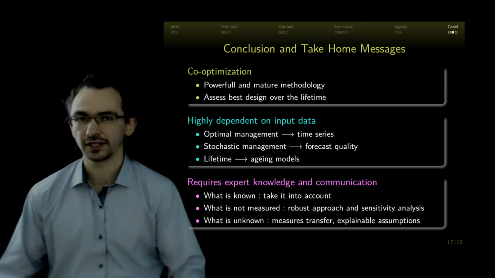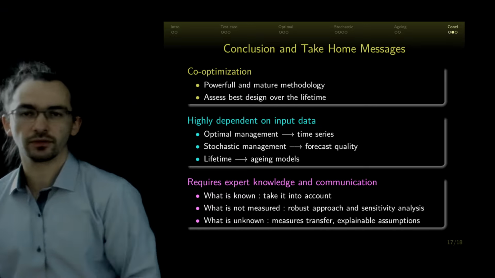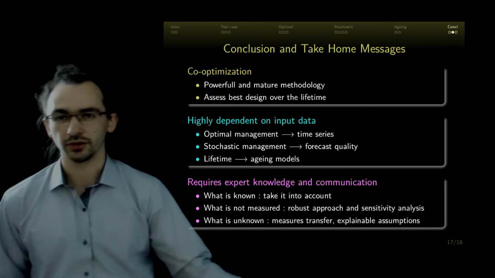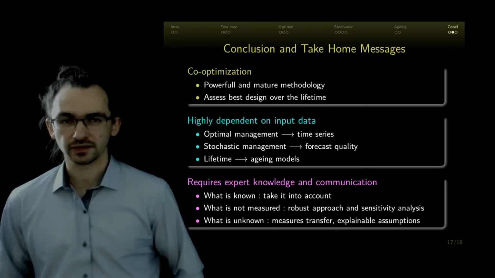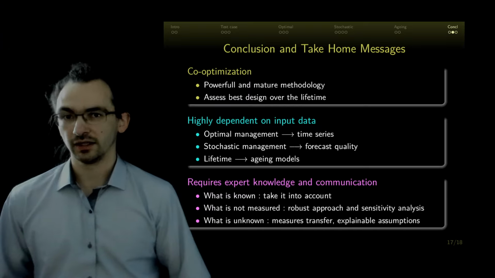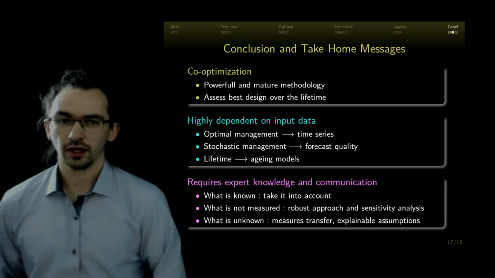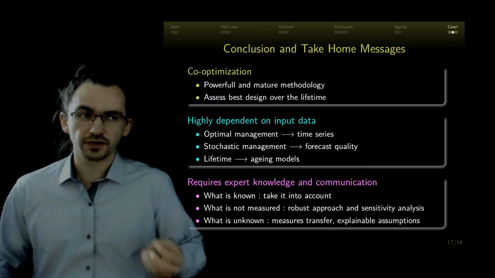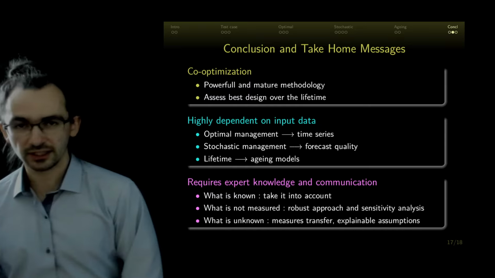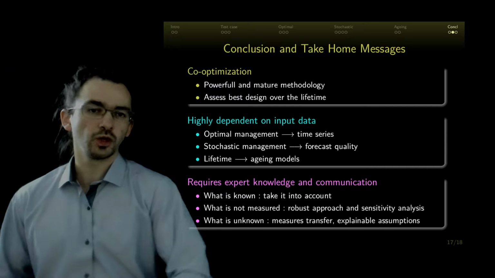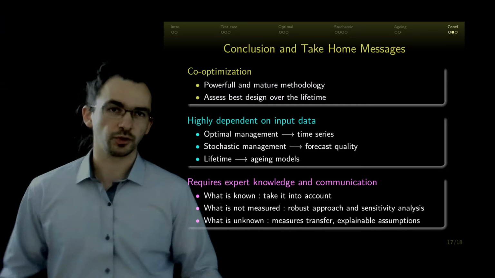And so the final take-home message that I have here is that, of course, when we know something for sure, we can take it into account in our co-optimization methodology. But even if we do our best, there will still be things that either cannot be measured or cannot be known for sure. And the best we could do is to have reasonable or explainable assumptions or sensitivity analysis in order to assess what will be the consequences of all this input data that we don't know for sure.